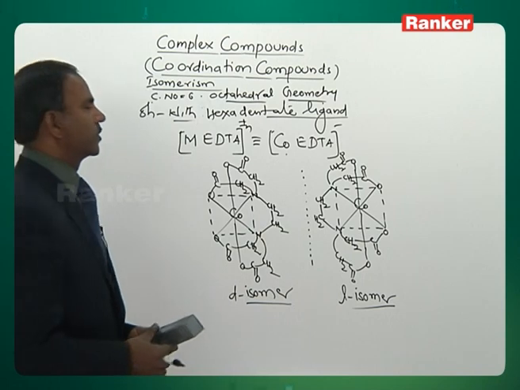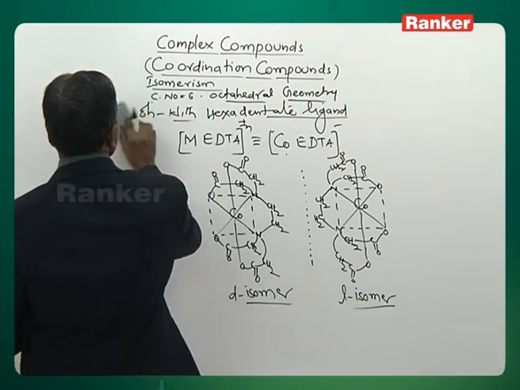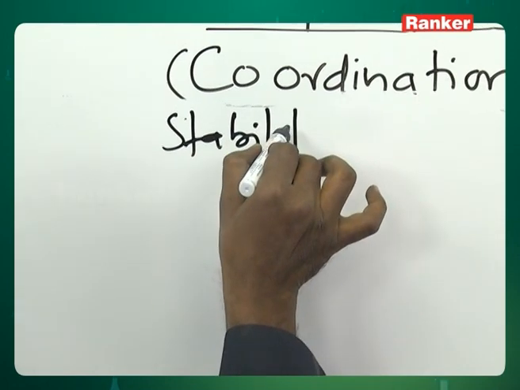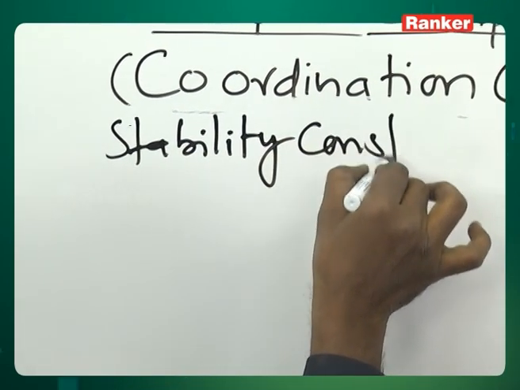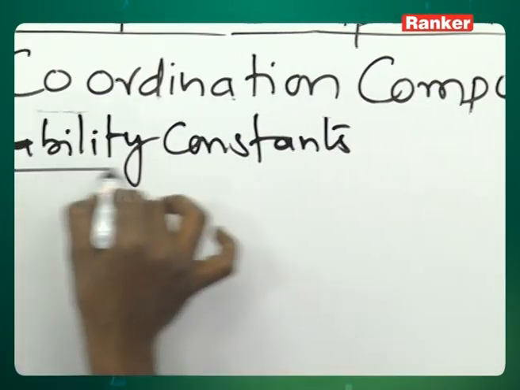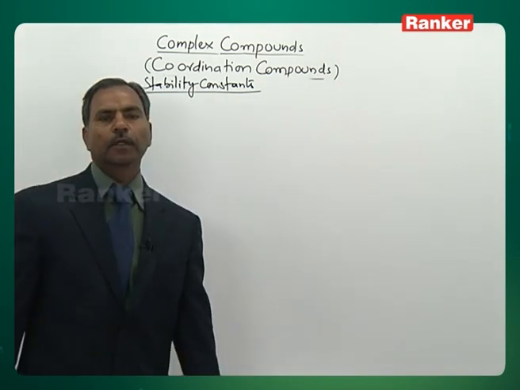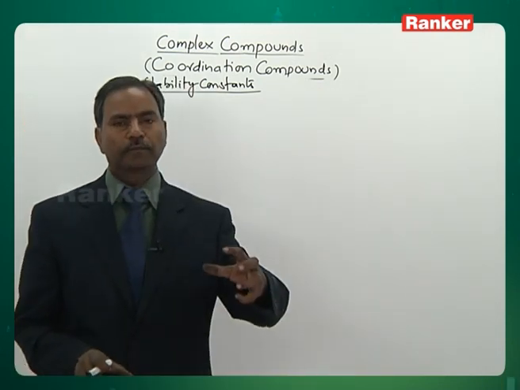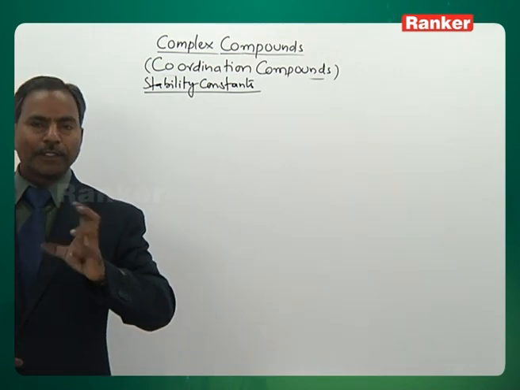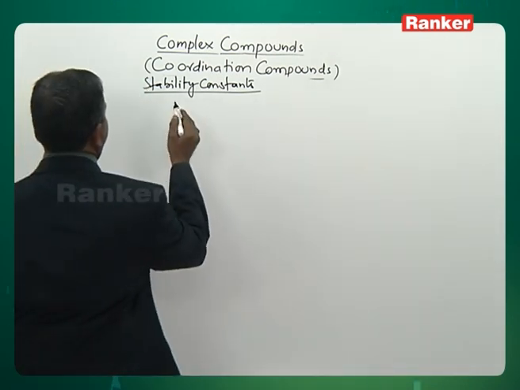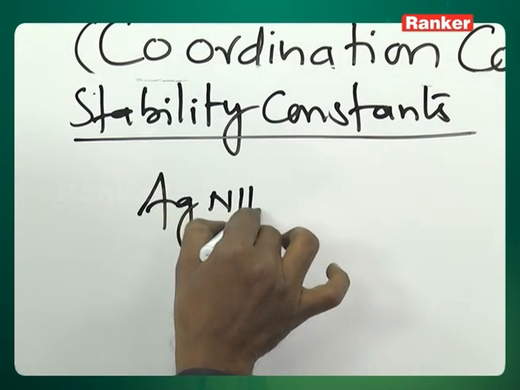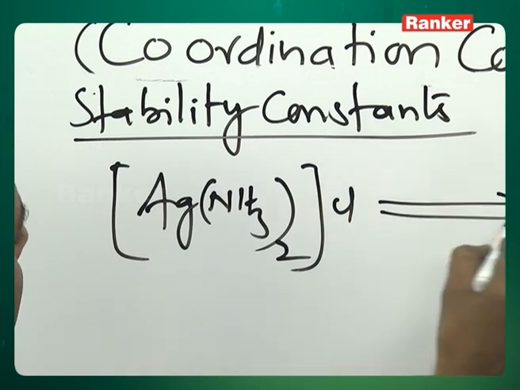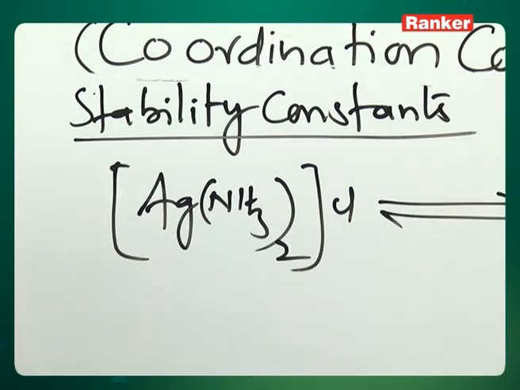Stability constants of the complex compounds we'll discuss. See, most of the complex compounds are found to be stable. Generally, you take a complex compound, it is found to be stable. Even so, in aqueous solution it ionizes to a smaller extent. I am writing on the board: Ag(NH3)2Cl. Once you put this in an aqueous solvent like water, it ionizes to a smaller extent.